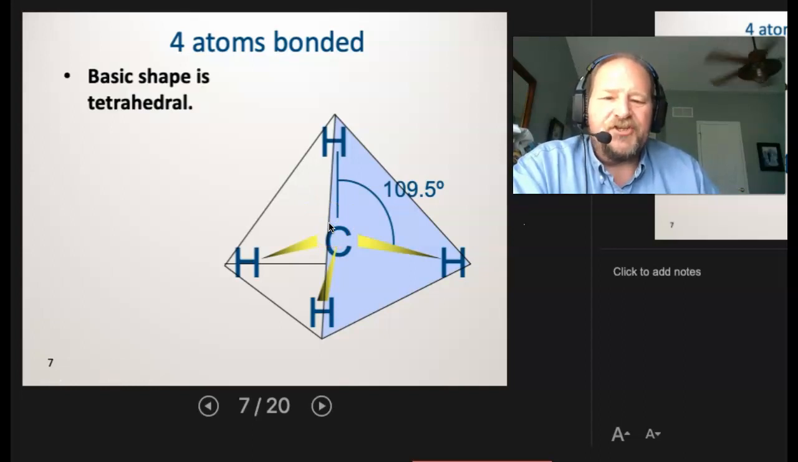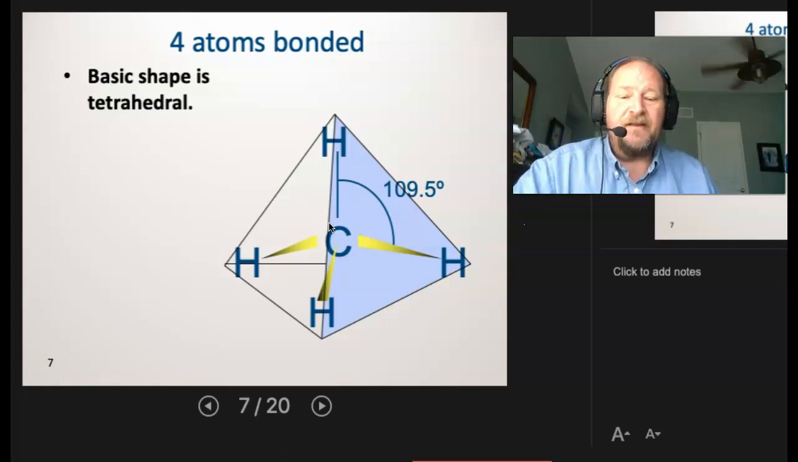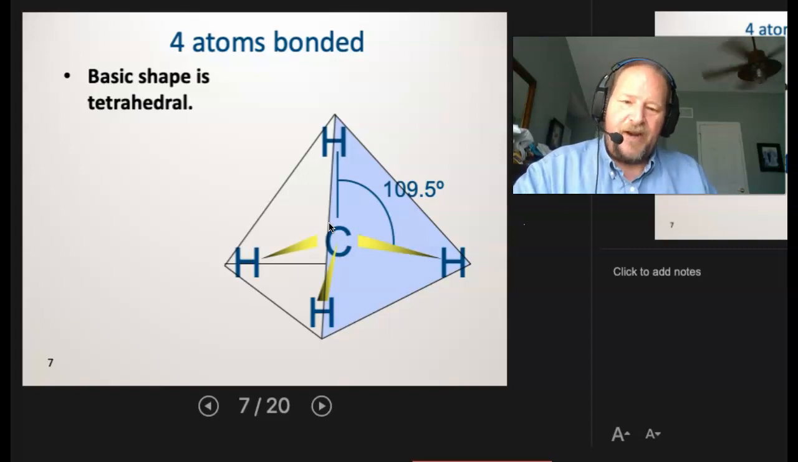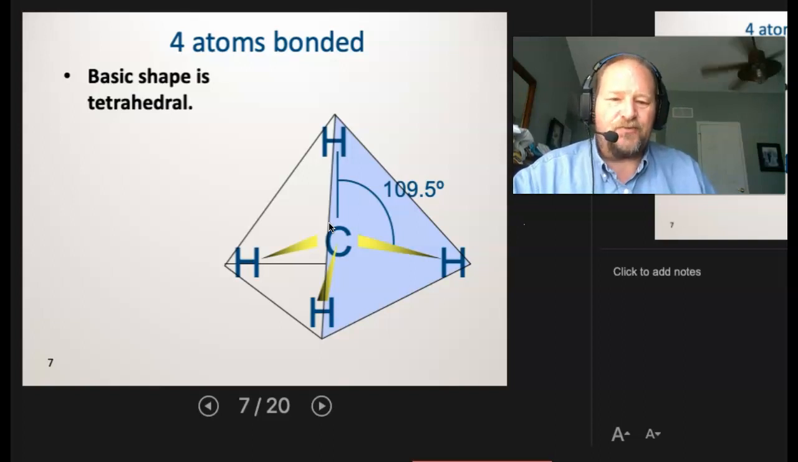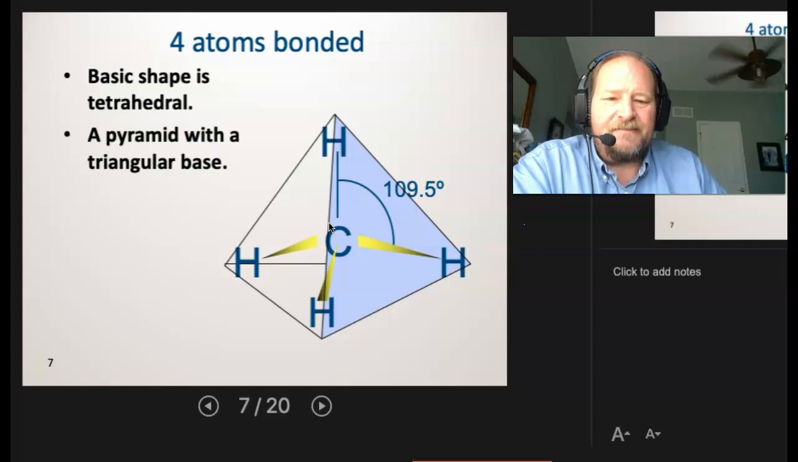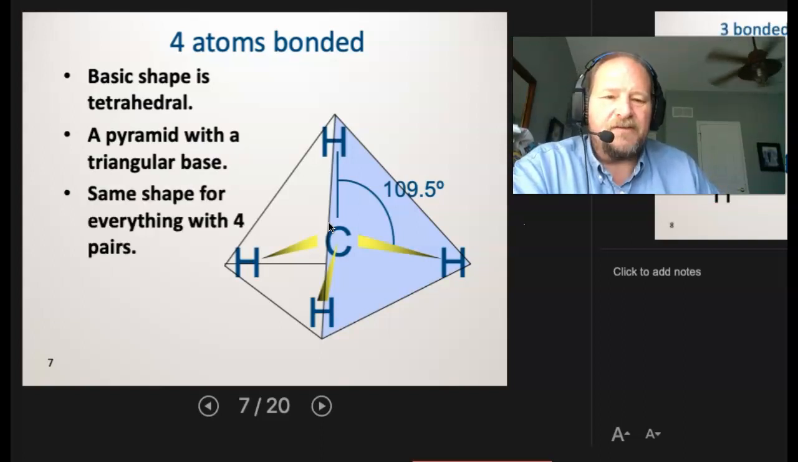Now, when I say basic shape, it's because we are sticking with just the main group elements, the octet rule. So if I only have 8 electrons, that means I only have 4 pair. 4 pair then, that basic shape is going to be a tetrahedral. The tetrahedral is a pyramid with a triangular base. Okay, now this is going to be the same shape for everything that has 4 pairs.